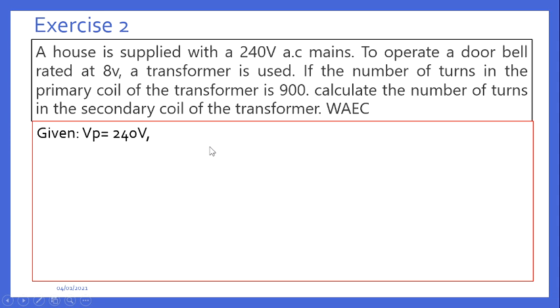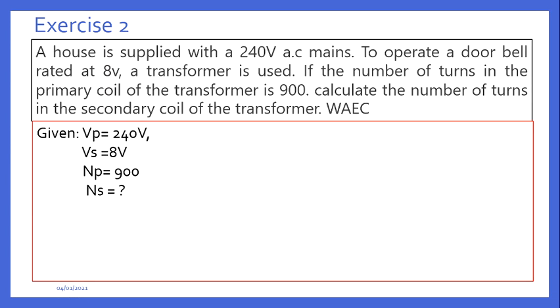So let's list out the parameters given to us. The primary voltage, which is the same thing as the main, don't forget that, is the same thing as 240 volt. Then we have the output, what you are supplying to. The rating of the device that you are using the transformer to operate is 8 volts. And we have the number of turns of coil in the primary equal to 900. And we are required to find the number of turns that you have in the secondary coil.